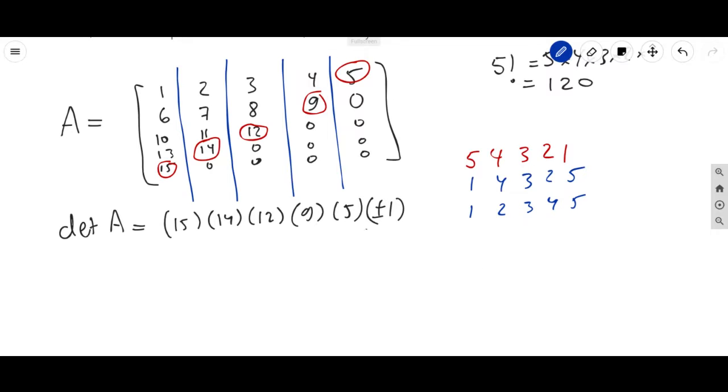So the correct sign is therefore positive. This is positive 1. That would be the correct sign. So that would be the determinant of this matrix if you do it.